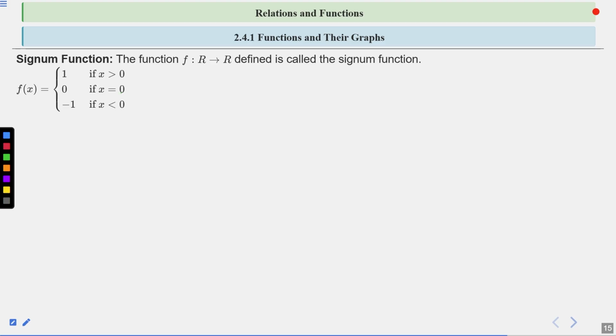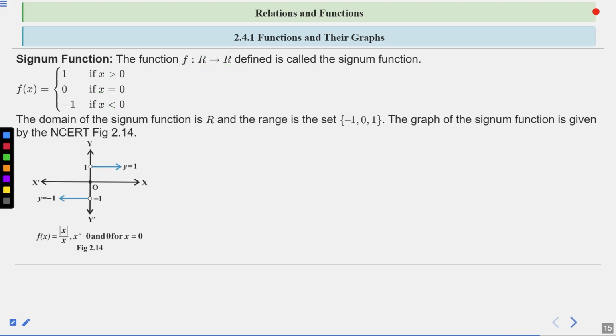How we define our signum function? Quite simple. If f from R to R is called the signum function, if for any positive input, you are getting the output 1, for input 0, output is 0. If for any negative input, the output is -1. So if you are having any function of this form, that function will be your signum function. Clear? How we defined our signum function? Quite simple. Any function of this specific form.